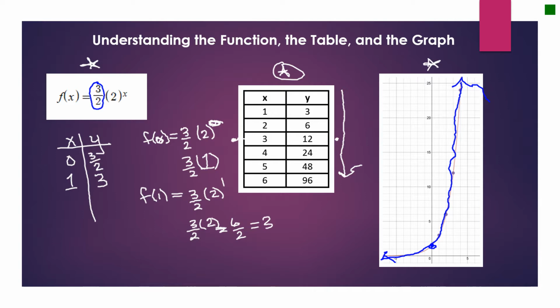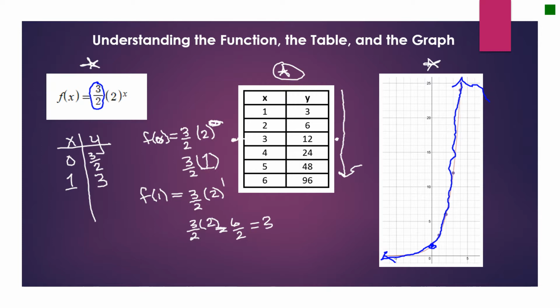If x was 0, let's plug it in. F of x would be 3/2 times 2 to the power of 0. Remember your order of operations. You have to do powers first. 2 to the power of 0. Anything to the power of 0 is 1. So I would have 3/2 times 1. And so when x was 0, y would be 3/2.